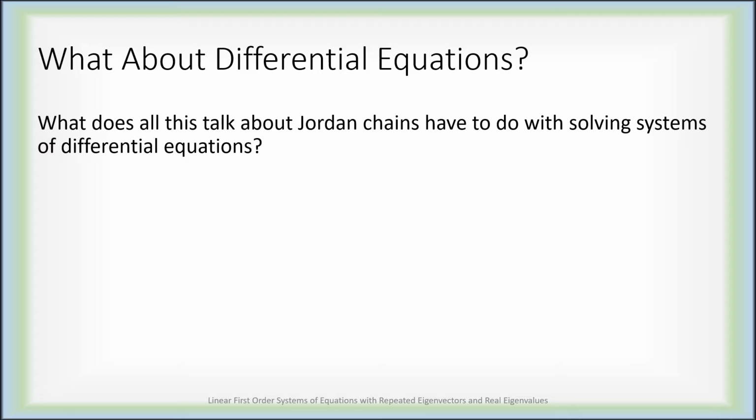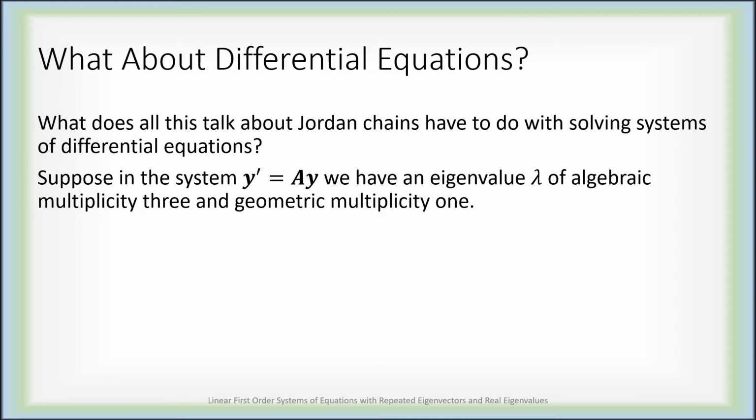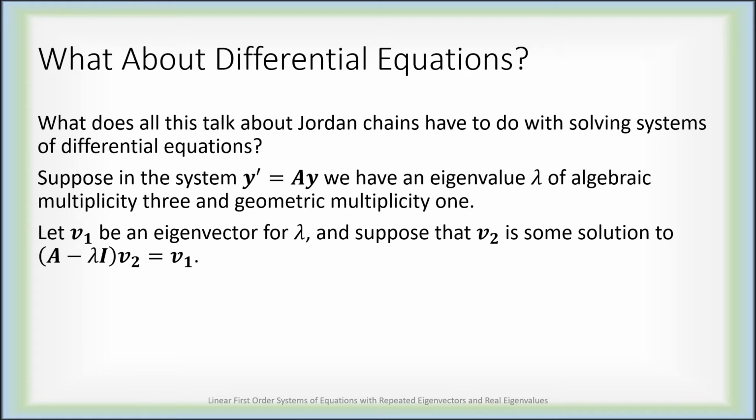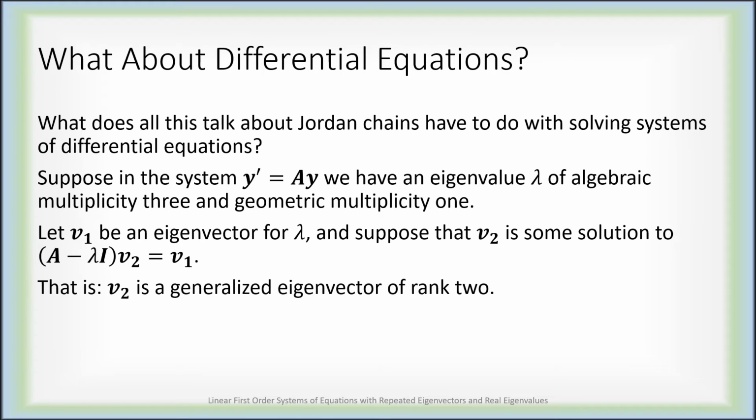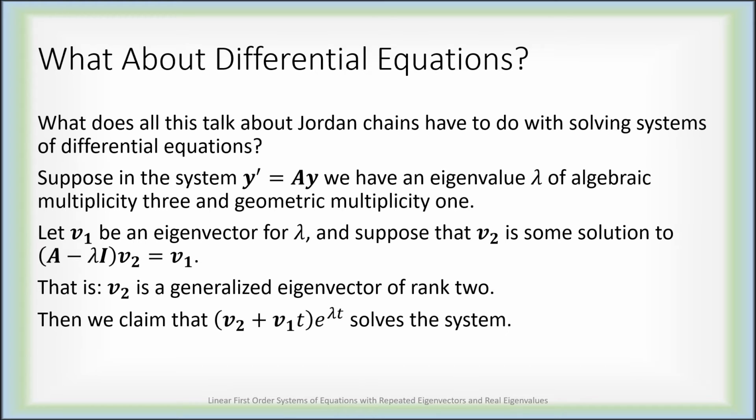What does this have to do with differential equations? Supposing the system y prime equals Ay, we have an eigenvalue lambda. It has, for the sake of argument, algebraic multiplicity 3, but it only has geometric multiplicity 1. So let's suppose v1 is an eigenvector for lambda. Then let's suppose that v2 is a generalized eigenvector, so that A minus lambda I of v2 is v1. So v2 is a generalized eigenvector of rank 2. We claim that (v2 plus v1 t) times e to the lambda t solves the system.